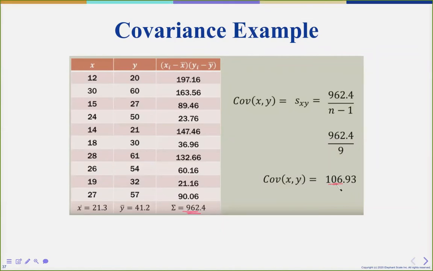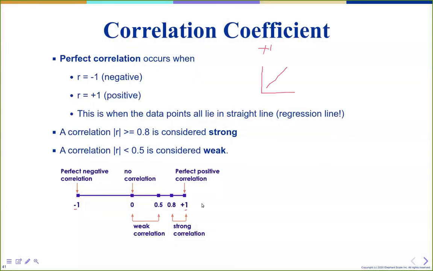So it's kind of hard to interpret. That's why we like correlation better, because it's normalized between minus one and plus one, so you can make sense of the number. That's why a lot of people prefer correlation, because it has a defined range.